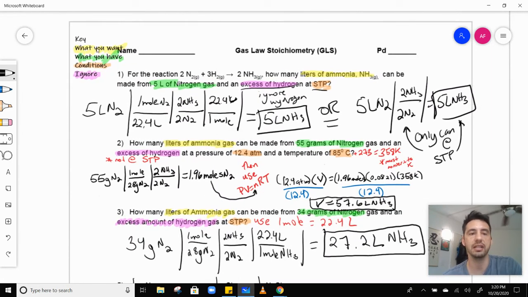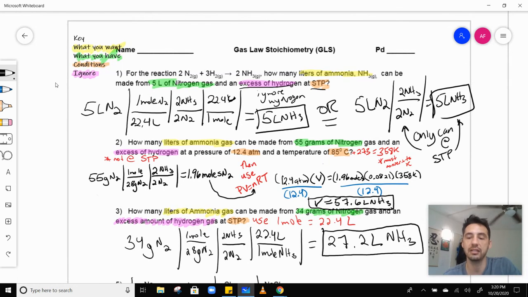Anything that is highlighted in yellow is what we're looking for, what we want. Anything highlighted in green is what you have or what you're given. Everything in orange are the conditions that we're given, meaning like the temperature and pressure that we're given. And anything in purple, you can just ignore. You don't have to worry about that.